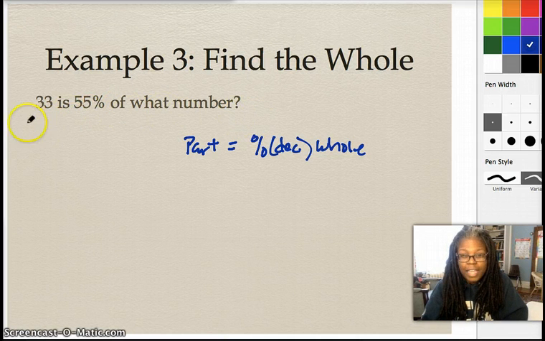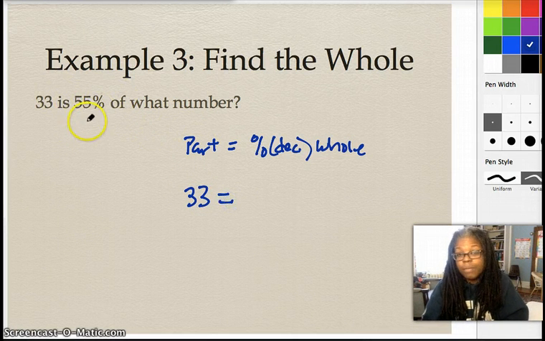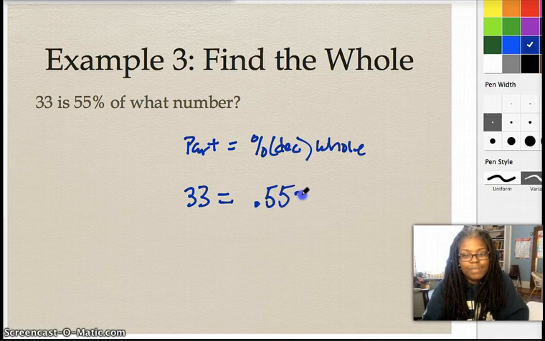33 is a part, that kind of reads there. 33 is 55%. So I'm going to put the 33 here, is equal to 55%. Remember, the 55 we're writing as a decimal. So that's 0.55 times x. And x is the whole that we're looking for.